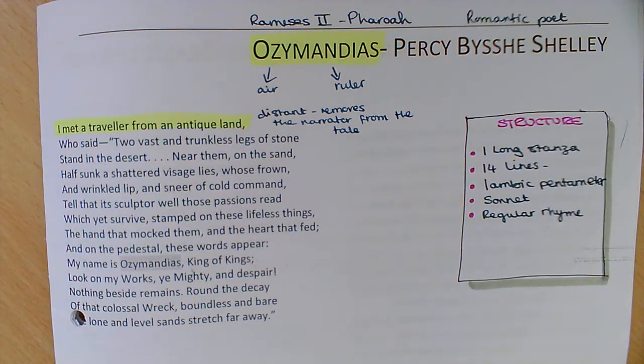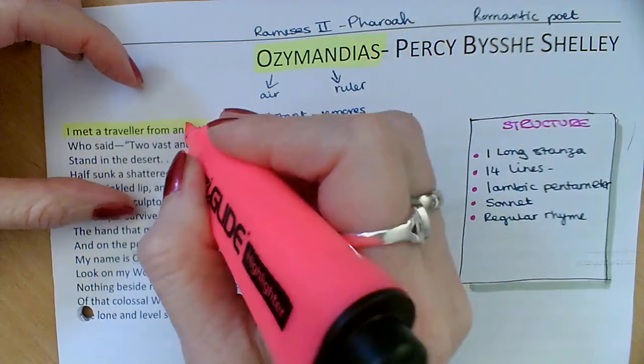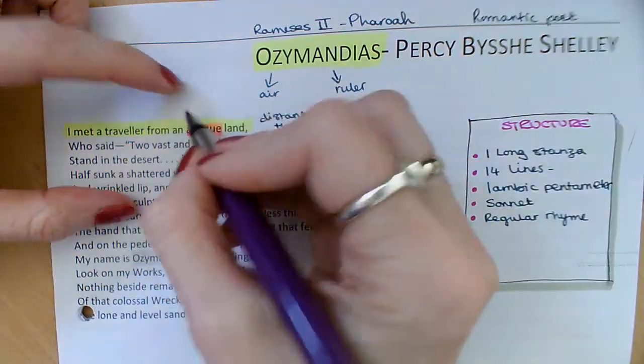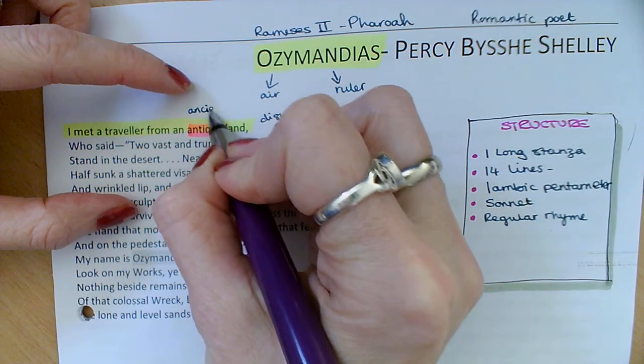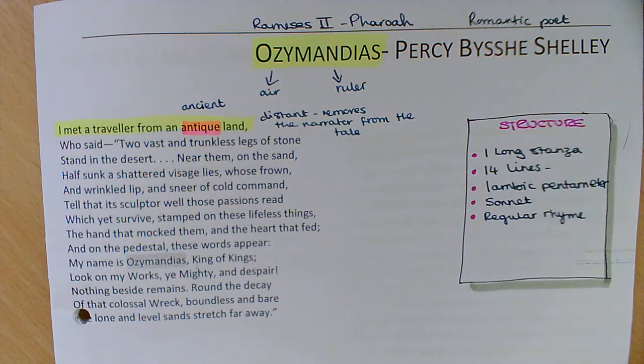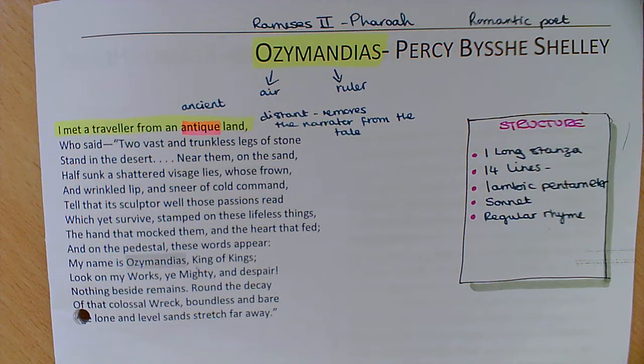So when we think about that word antique, what does antique mean? Old. Okay, ancient. So that use of the word antique, ancient, already says this is so long ago that it's out of living memory. And now it's even further pushed back by the fact that it's not the narrator that's seen this thing. It's actually a traveller, okay? Somebody who's an explorer.